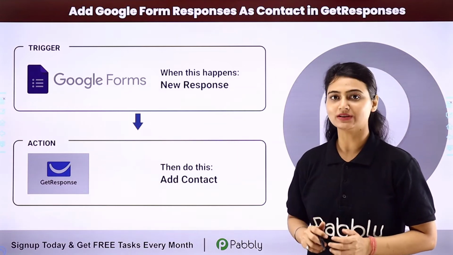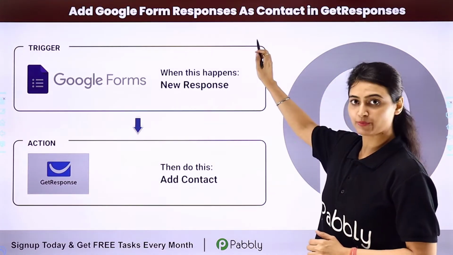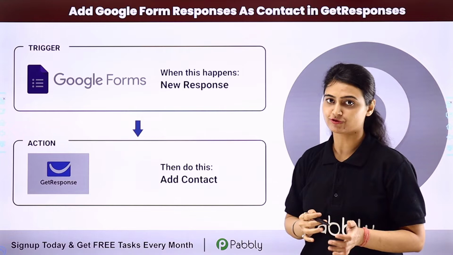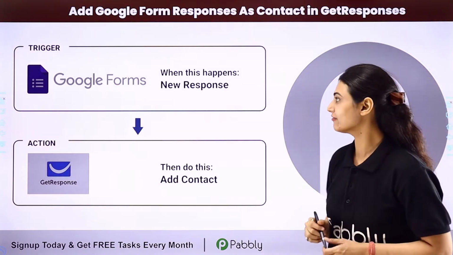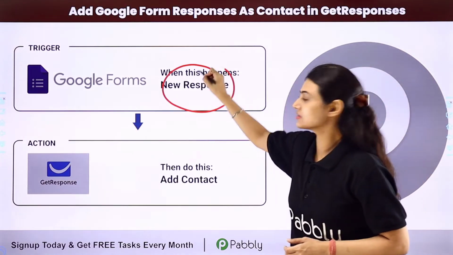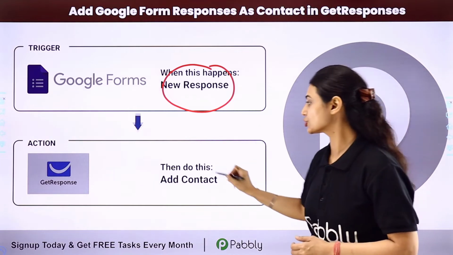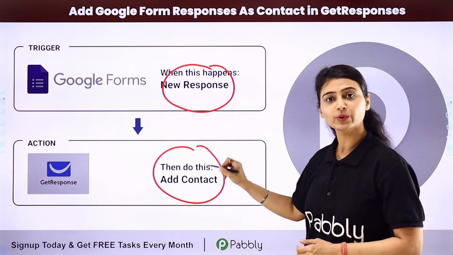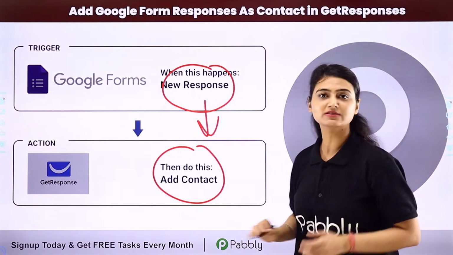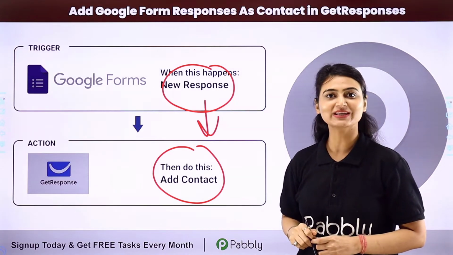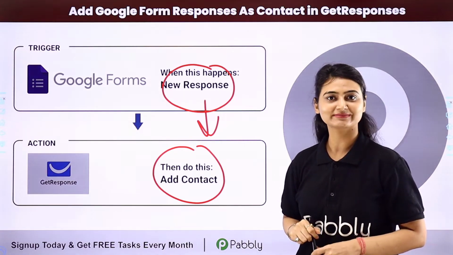In this video, we will learn how you can automatically add Google Form responses as contacts in GetResponse. Now, let's say every time a new response is received in Google Forms, you want a contact to be added in GetResponse. So, we are going to automate this entire process using Pabbly Connect. Come to my screen to see how we do this.